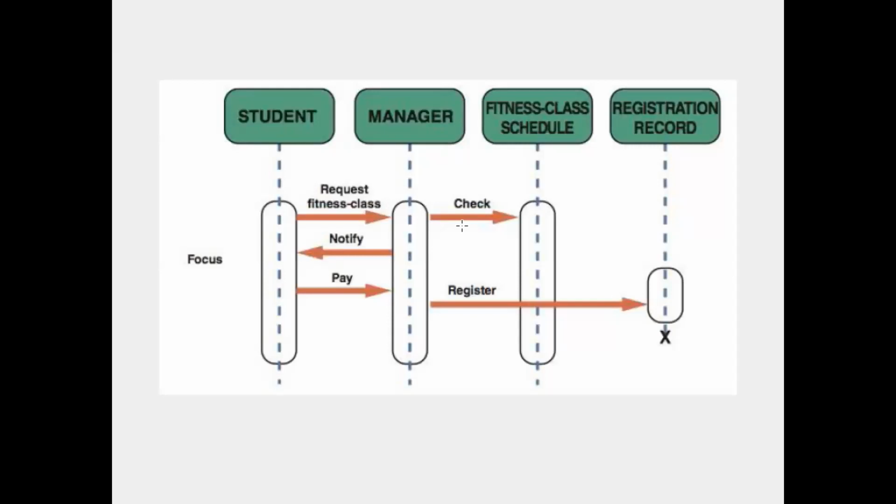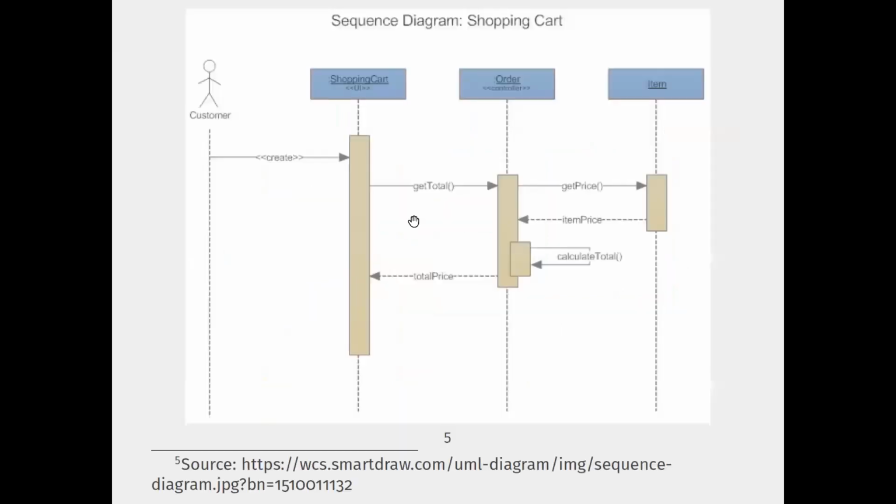So let's try to understand this with a simple example. You have a couple of objects: student, manager, fitness class schedule, registration. When the student requests the class information from the manager, the manager will ask the class schedule. Then if that is the case, you can notify again. And this time you can see student to manager, and then manager sends the payment to the payer. Another example.